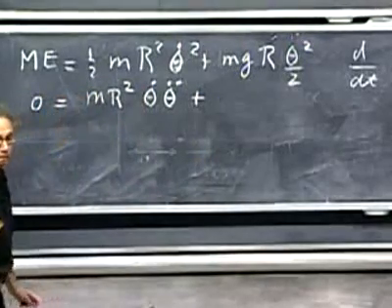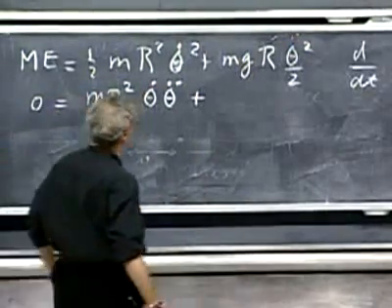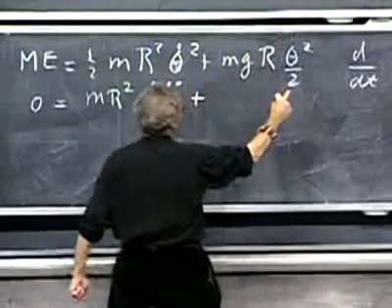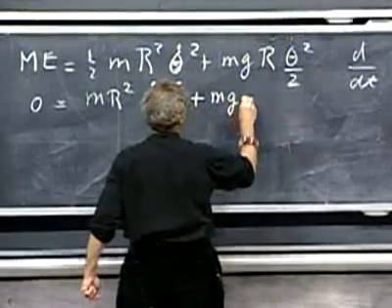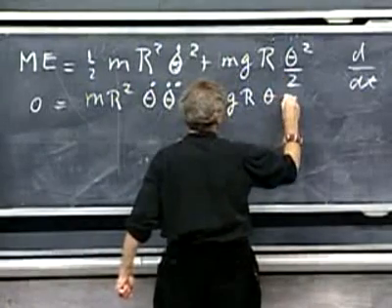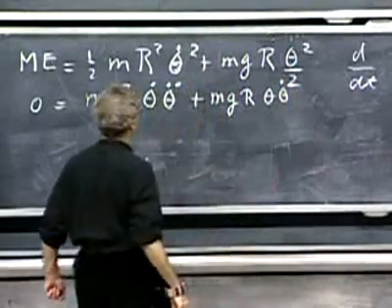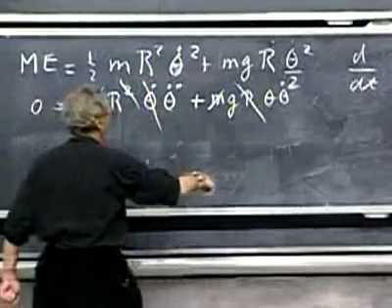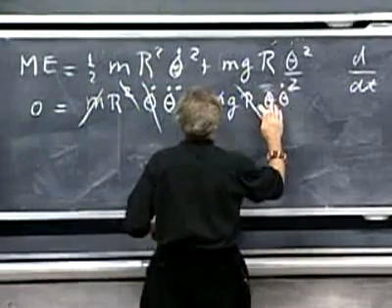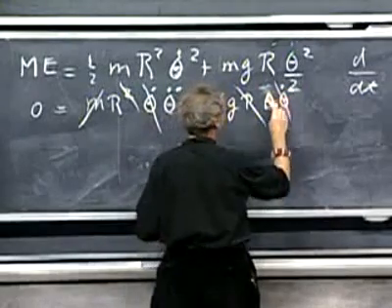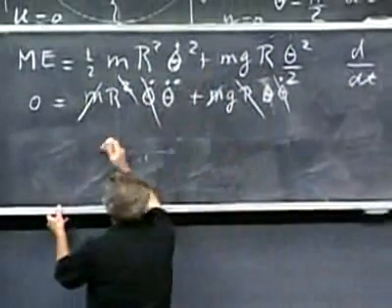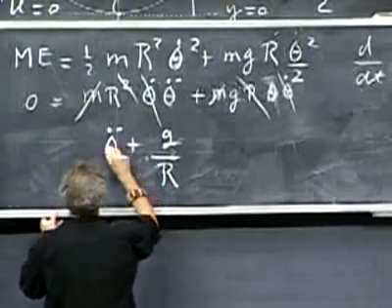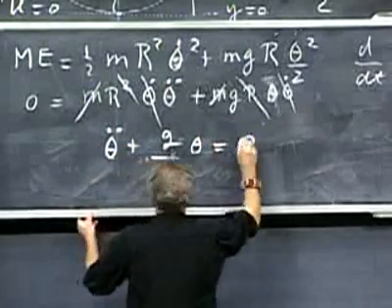Excuse me? Anything wrong? I don't think so. Thank you. So, I have to take the derivative of this one. The 2 flips out, which eats up this 2. So I get mgr, and then I get a theta, but the chain rule gives me a theta dot. I lose my m. I lose 1r. I lose my theta dot, not the theta. And what do I find? That theta double dot plus g over R times theta equals 0.